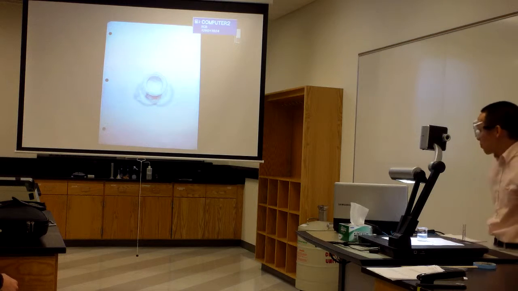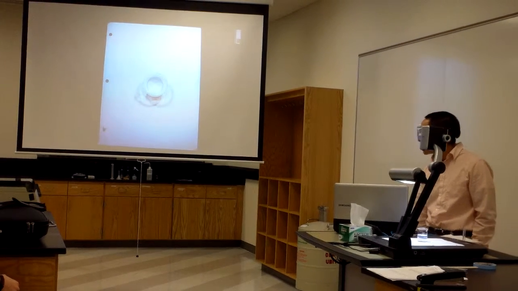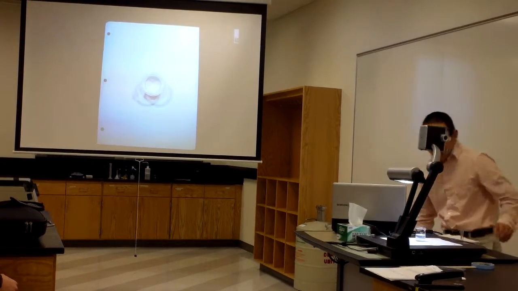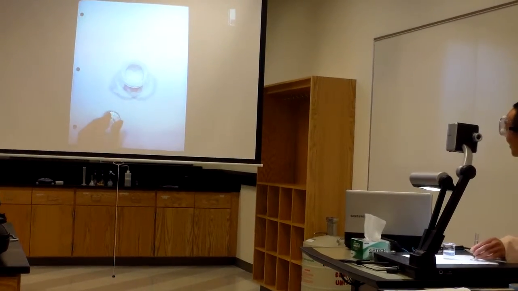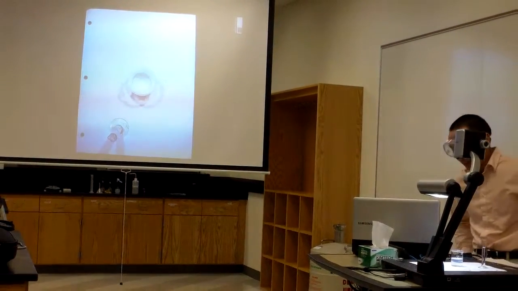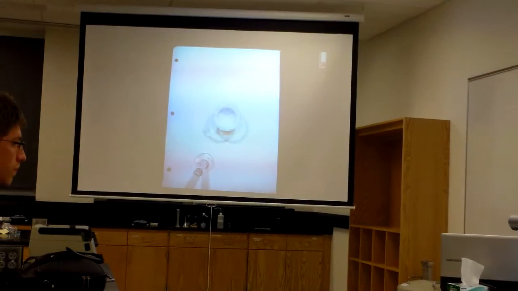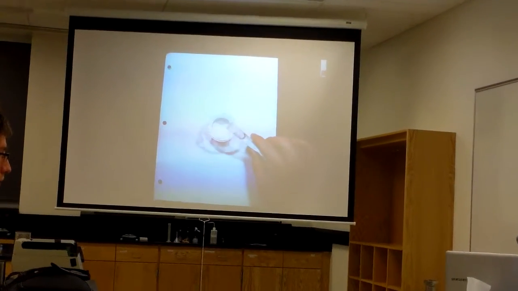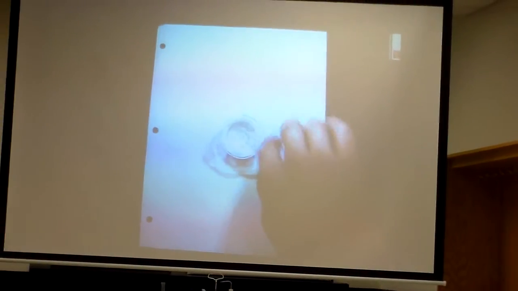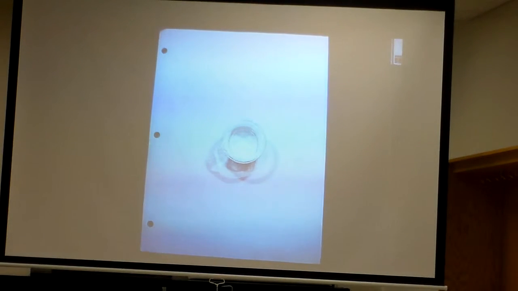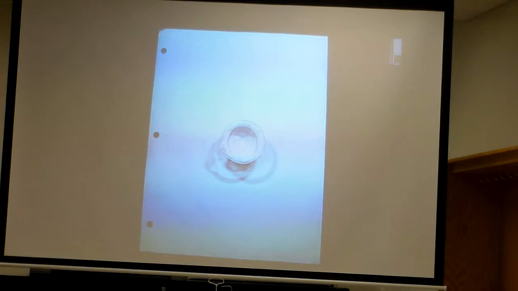So basically, in this beaker here, I have solutions A and C already combined. Solution B is in this graduated cylinder, and I'm about to combine it, and we'll find out what happens. I'm so nervous.